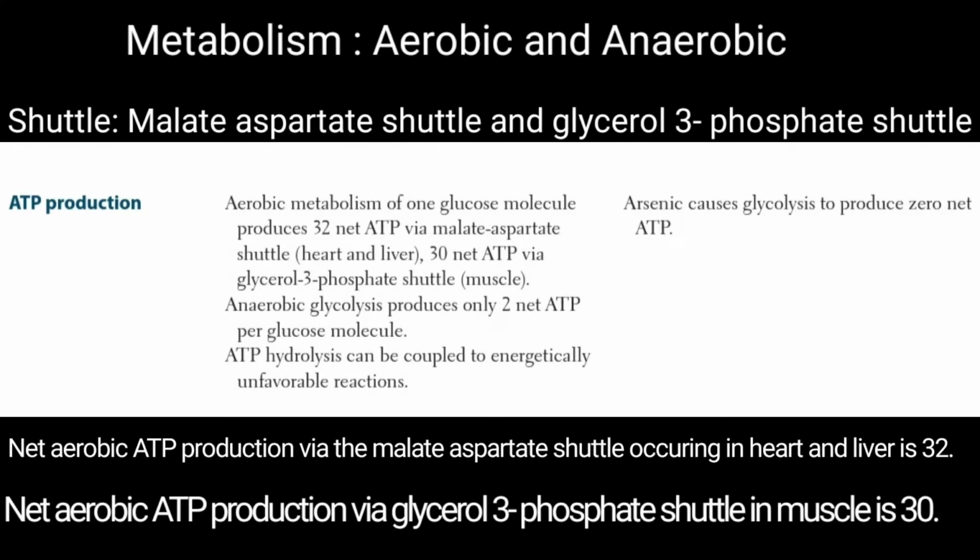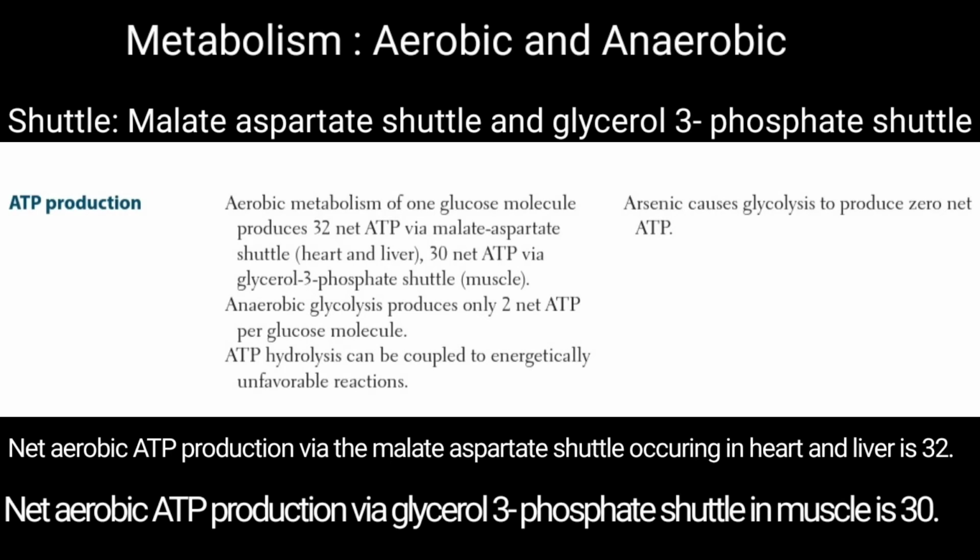So whenever there is glycolysis of one glucose molecule under aerobic condition, a significant amount of energy is produced, whereas in the anaerobic condition a very low amount of energy is produced per glucose molecule. Similarly, arsenic causes glycolysis to produce net zero ATP, whether it is aerobic or anaerobic condition. So glycolysis under the influence of arsenic results in zero ATP production.